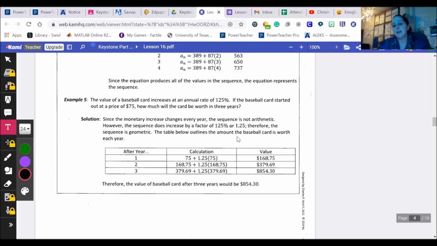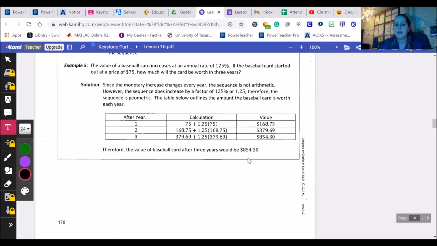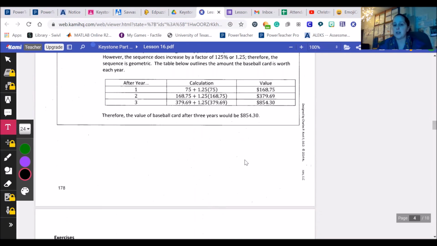The table below outlines the amount the baseball card is worth each year. After year 1, it started at 75 plus 1.25 times 75 equals $168.75. At year 2, 168.75 plus 1.25 times 168.75 is $379.69. After year 3, it'll be worth $854.30. Therefore, the value of the baseball card after 3 years would be $854.30.